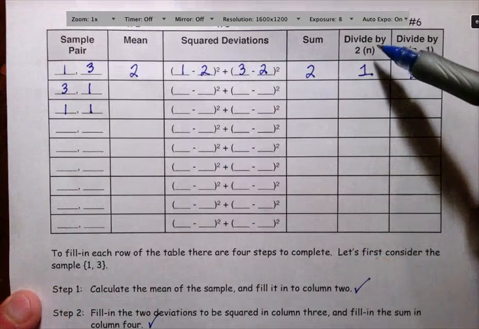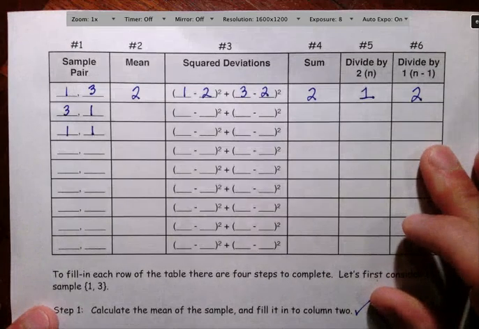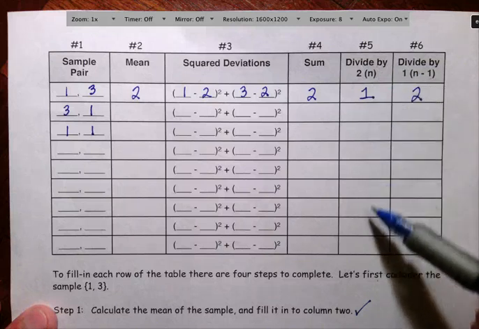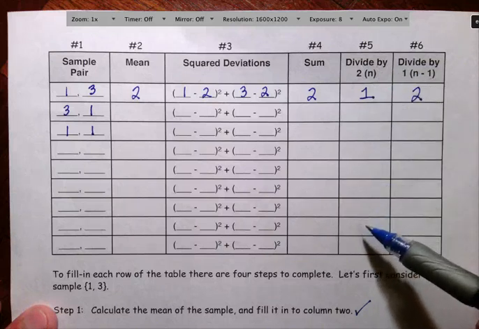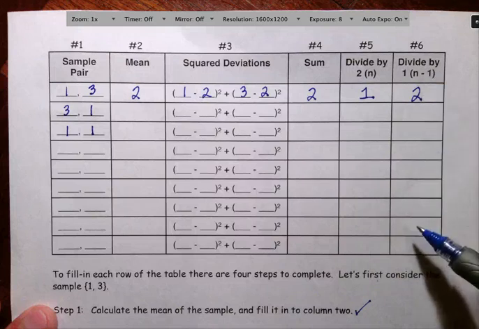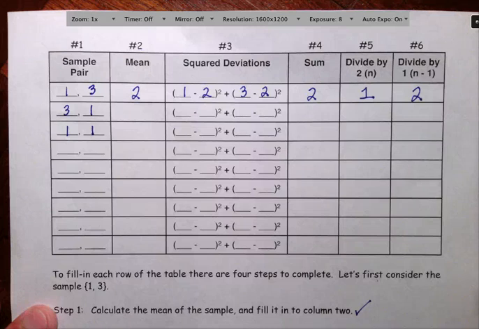So notice we have 2 columns that we're going to end up comparing. In column number 5, these are the values that we're going to get by dividing by the full sample size. In the next column, these are the values that we're going to get by dividing by 1 less than the full sample size. And you're going to end up comparing those on page 3. So 2 more things to consider.